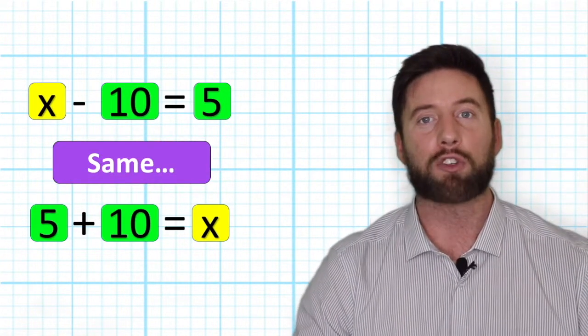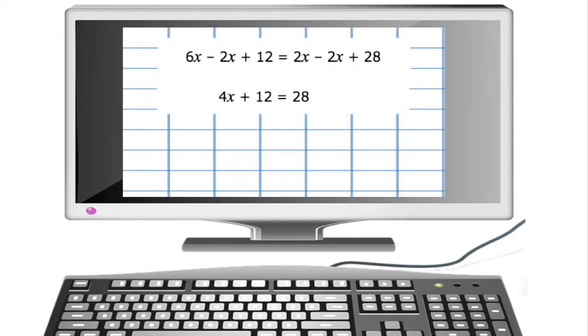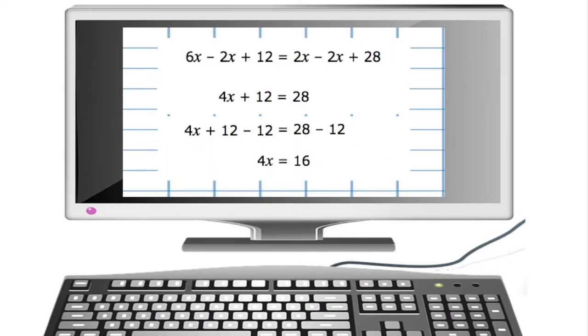So you could look at algebra like a game. You will be given big algebraic equations that it's your job to solve, simplify and find the value of the unknown values. And we are going to learn a lot more about actually solving equations in future videos.